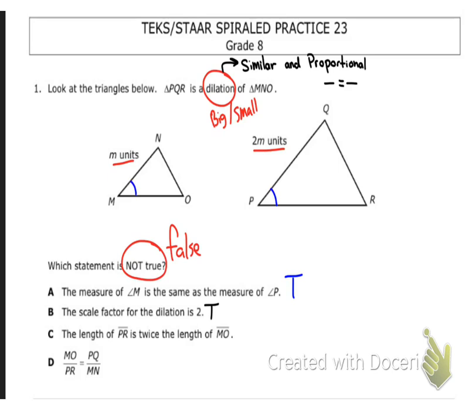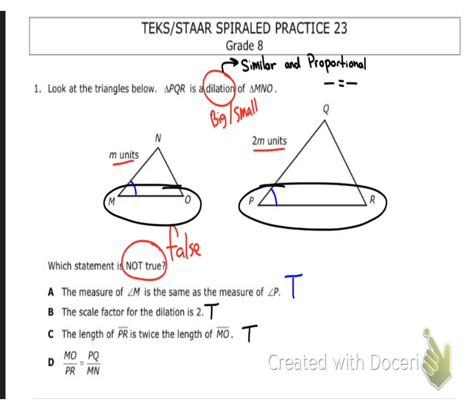Now, it's between C and D. Now, it's kind of easy to tell that when I talk about PR, I'm talking this spot. Is it true that PR is twice the length of MO? Well, if B is true, then it's kind of easy to say that C is true. And C is true, actually.